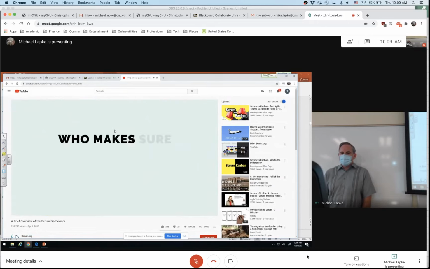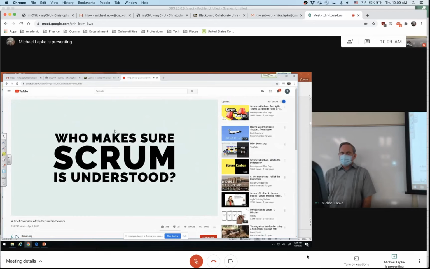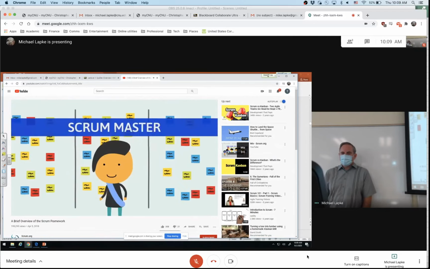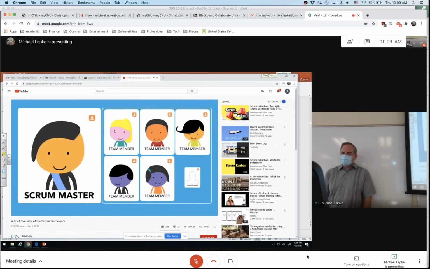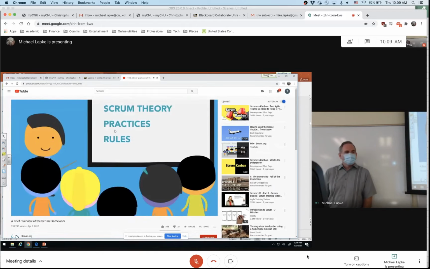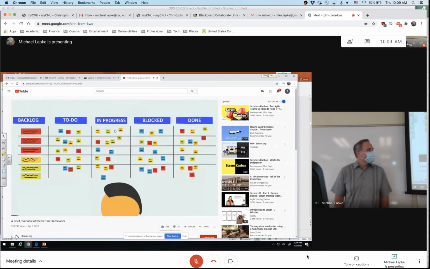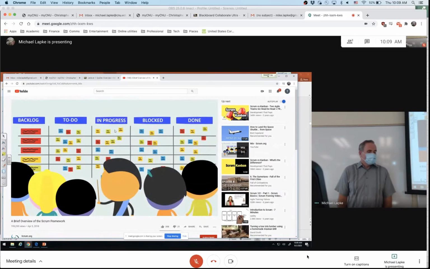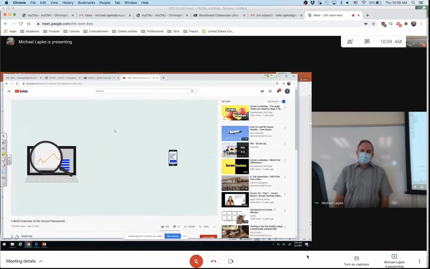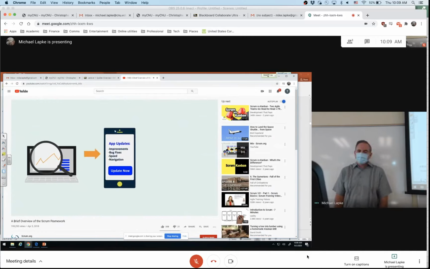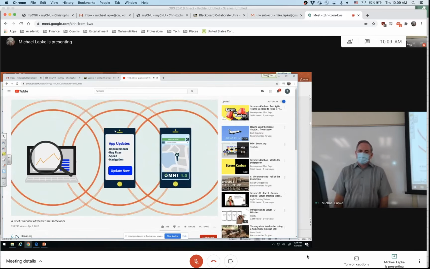So, who makes sure that Scrum is understood and enacted? The Scrum Master. The Scrum Master is the servant leader of the Scrum team and helps everyone understand Scrum theory, practices, and rules. As the team works towards the sprint goal, the increment grows iteratively, allowing the team to inspect and adapt empirically based on progress.